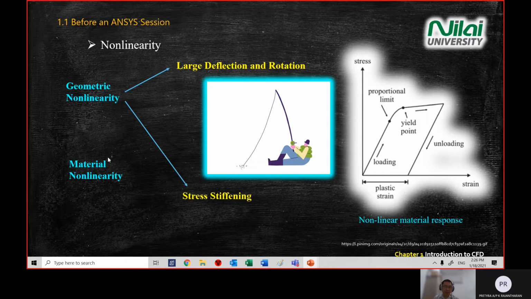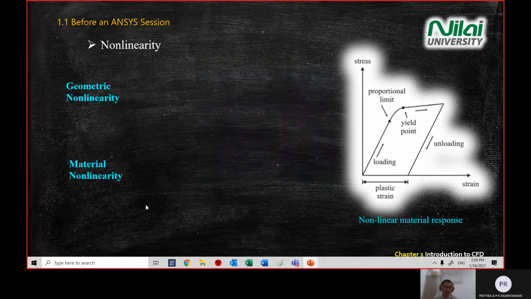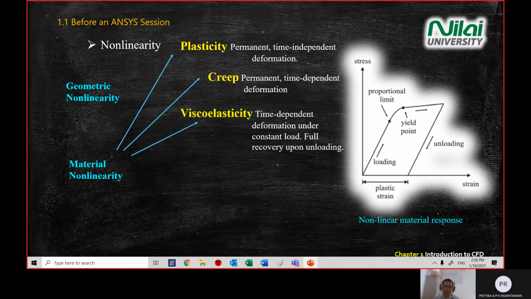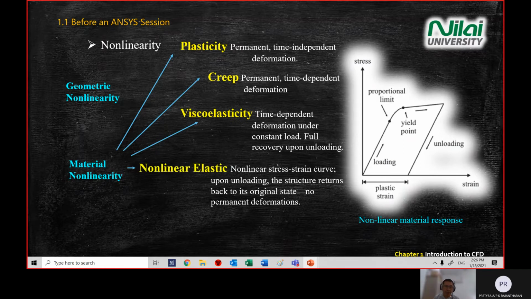Another one is also stress stiffness. Material non-linearity, for example, plasticity, creep behavior, viscoelasticity, non-linear elasticity, and one more is hyperelasticity. So in general, if you talk about material non-linearity, it means that it behaves like a plastic.